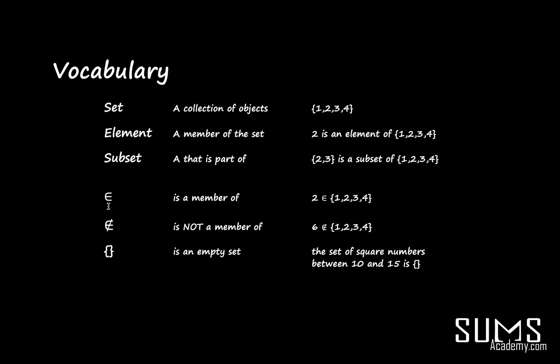Okay, and this curvy E, you read it as "is a member of." So this sentence would read: 2 is a member of 1, 2, 3, and 4. And here, the same symbol with a cross through it means "is not a member of." So here we'd say 6 is not a member of this set because 6 is not in this set. And when you have these curly brackets with nothing in them, it just means it's an empty set. So the set of square numbers between 10 and 15 is empty because there are no square numbers that lie between 10 and 15.